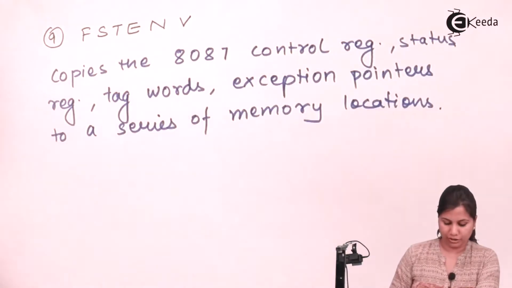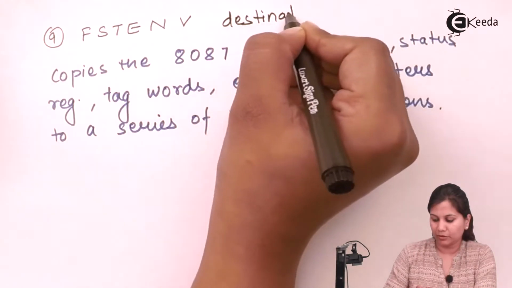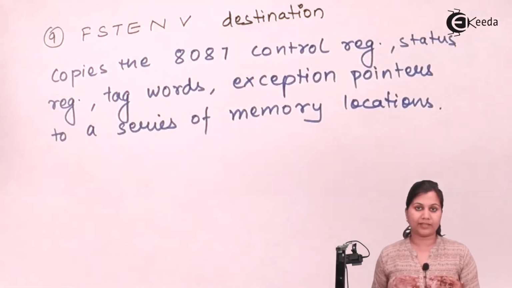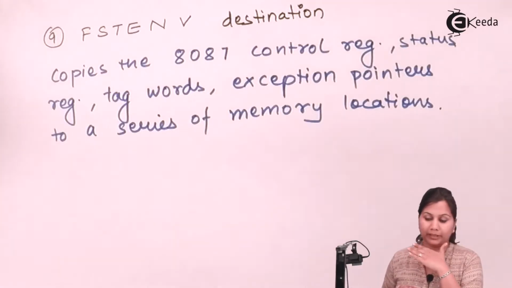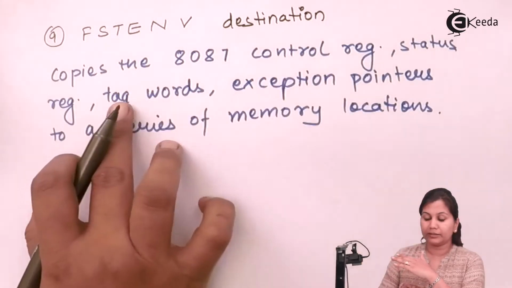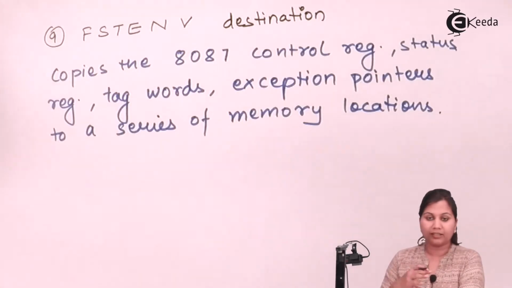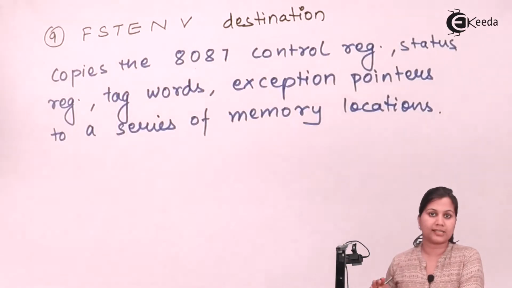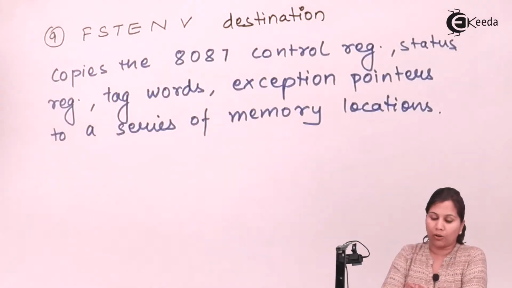So after this instruction, we have the destination where all this data is being copied. Now you can see that in the earlier save instruction, the stack registers are also copied. But here, the stack registers are not copied. Instead of them, the tag words and the exception pointers are copied. So this is the difference between the two instructions. In this instruction, no stack registers are copied, but in the save instruction, stack registers are also copied.